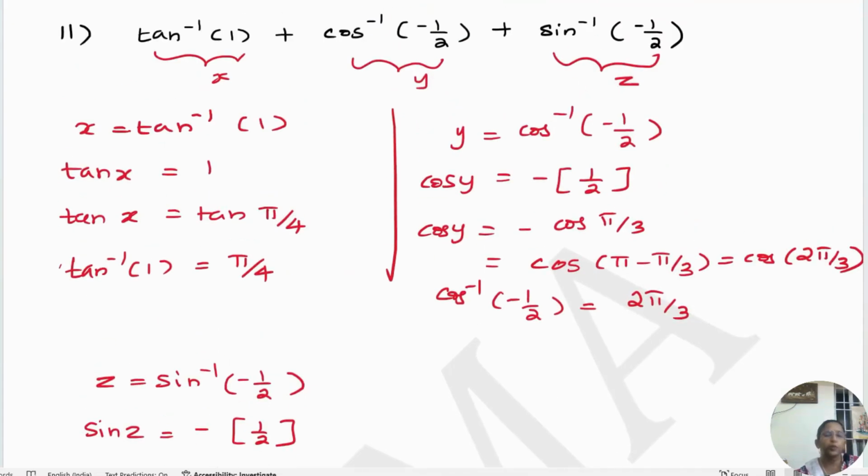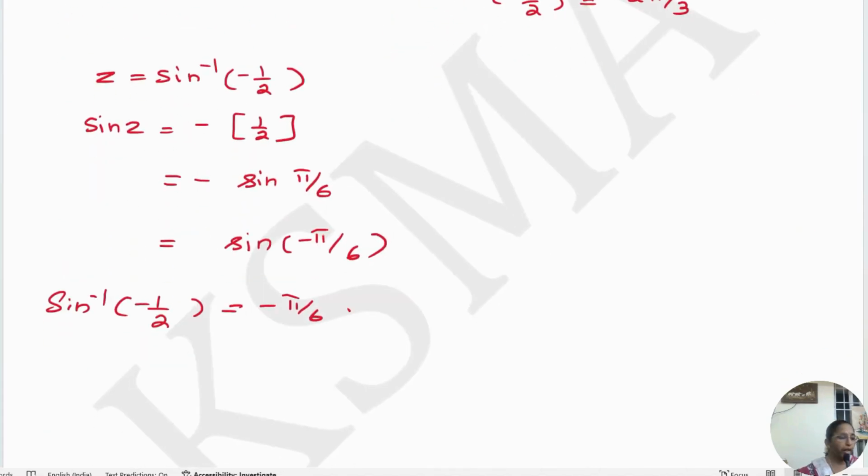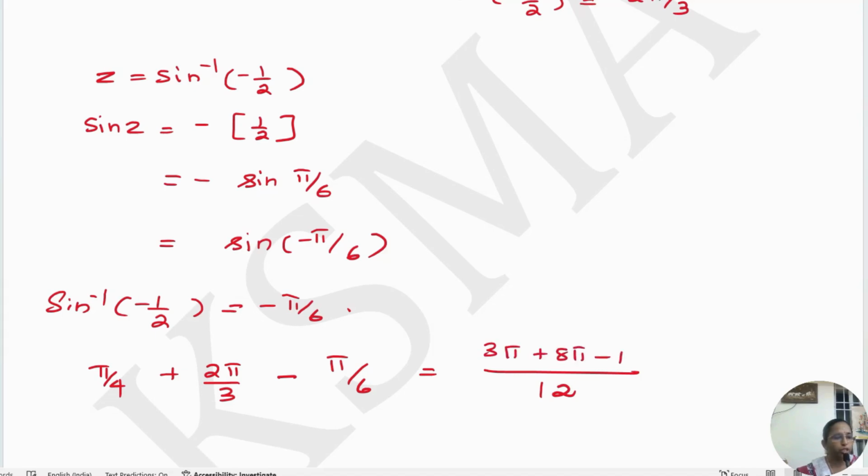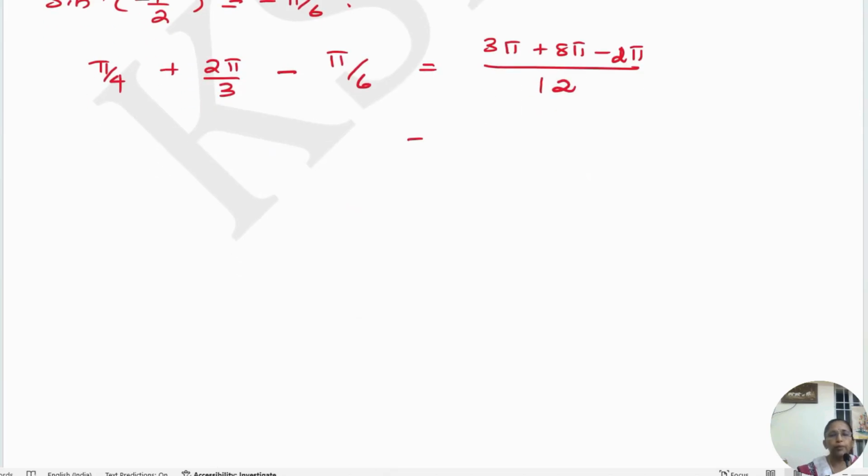So all the terms, principal values should be added. Here it is pi by 4, here it is 2 pi by 3, here it is minus pi by 6. So pi by 4 plus 2 pi by 3 plus minus pi by 6. So take LCM. Now it is 3 pi plus 8 pi minus 2 pi. So that is equal to 3 pi by 4, which is our final answer.